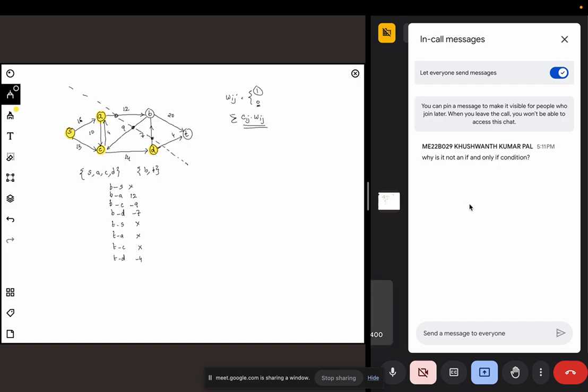Oh, did I miss something? Okay, let's try Wij. I think I missed something. What are my Wij? S, A, B, C, D, and T. Similarly, we take S, A, B, C, D, and T. So this is my big matrix.